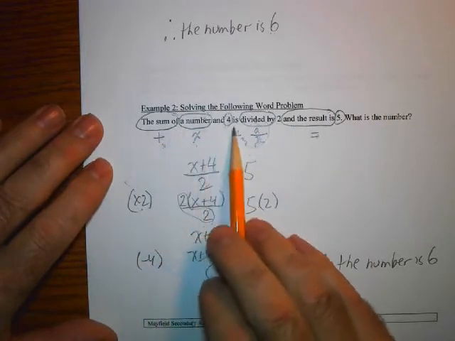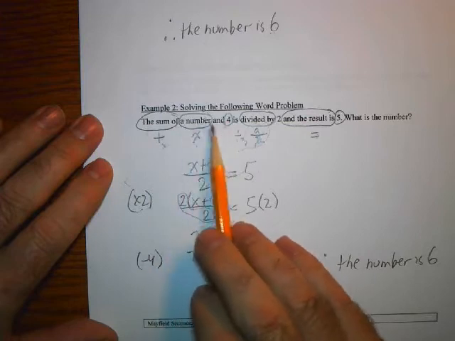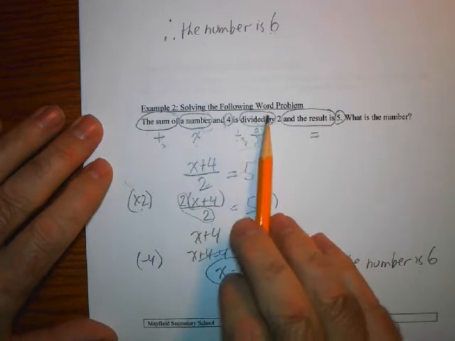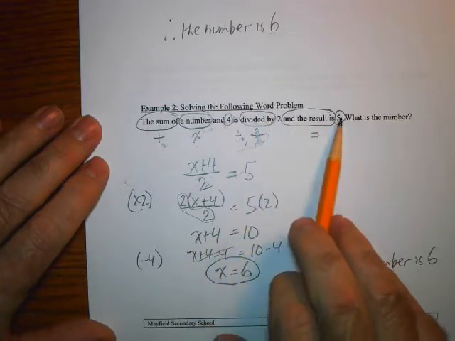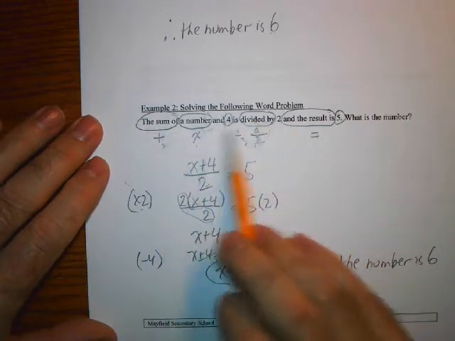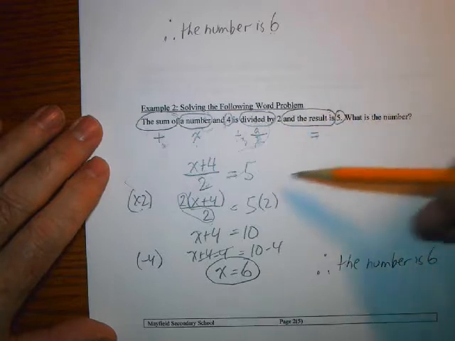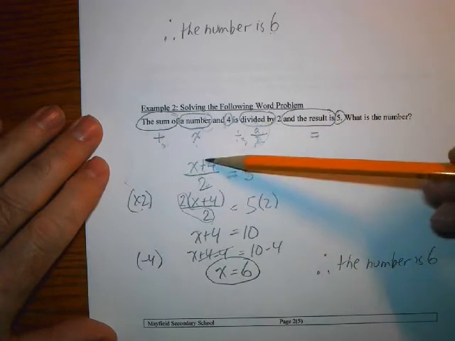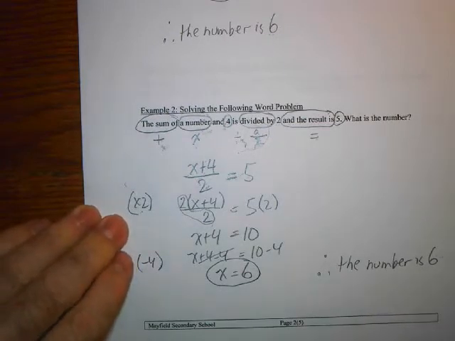Okay, so if I go back, if I want to see if this makes sense: the sum of a number and 4. Well, the sum of a number and 4 would be 6 plus 4, that's 10. If I divided that by 2, that's 5. And it says the result is 5, which is what we just got. So I'm pretty confident just by looking at the words that this answer meets the criteria. I can also just plug into the equation, and I get the same thing. Okay, so there's our second example.